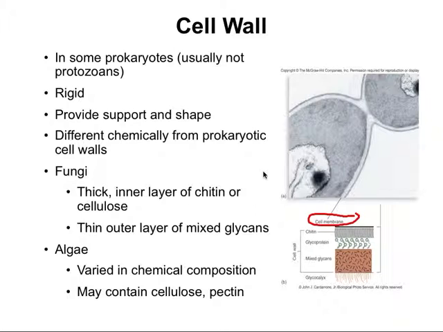As you can see here, we have the cell membrane of the cell. And outside of that, we have a thick layer of chitin that's linked to the mixed glycans and the glycocalyx by these glycoprotein components. In algae, we have an even different chemical composition. They may contain either cellulose or pectin or a number of other different types of molecules.